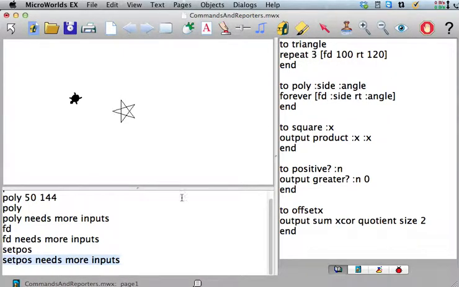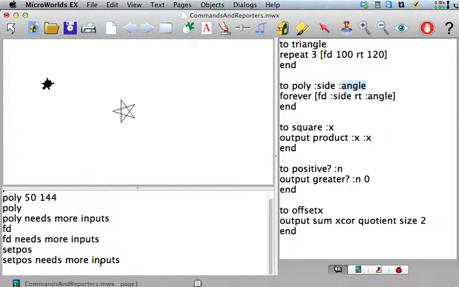So how does this work? Well, what happens is, here I happened to input 50 and 144. So I'm saying forever, forward 50, right 144, because 50 was my first input and 144 was my second. So every place inside this procedure where you see the word side, it's going to get replaced with 50, and angle with 144.